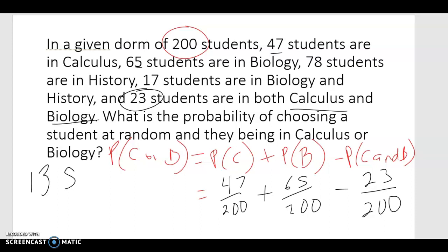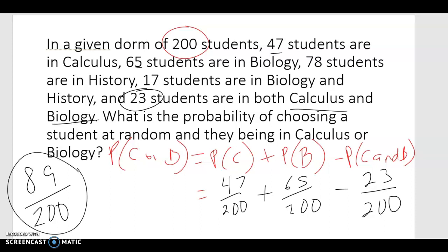That's not right. Time out. Okay, so when we add 47 plus 65 and then subtract 23, we are left with 89 over 200. So the probability of choosing a student at random who is in calculus or biology is 89 over 200.